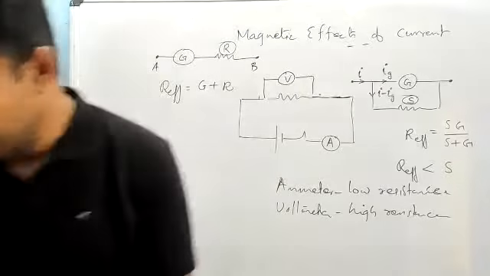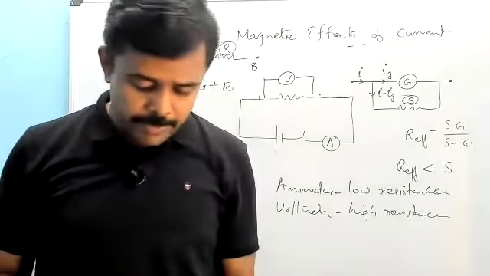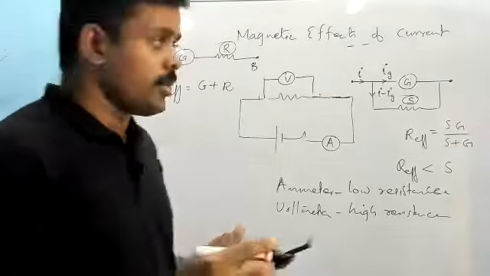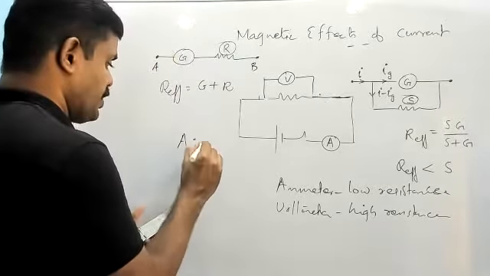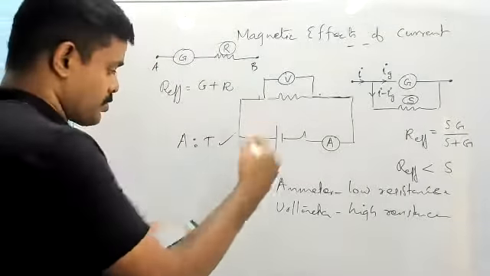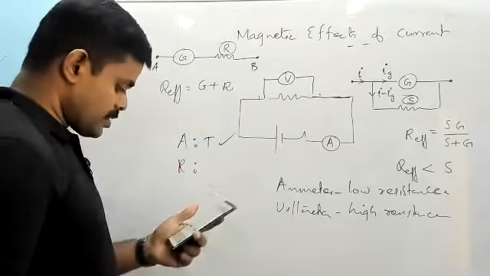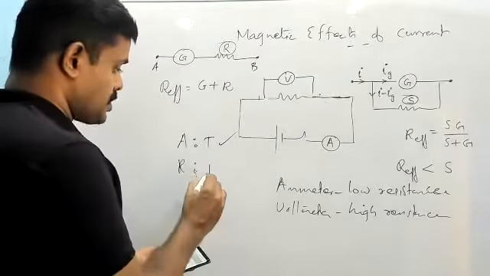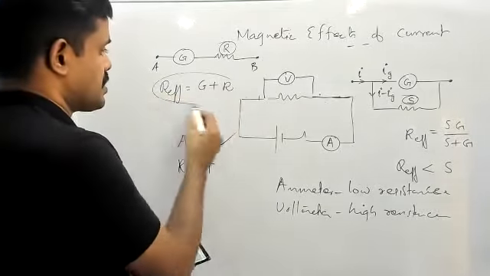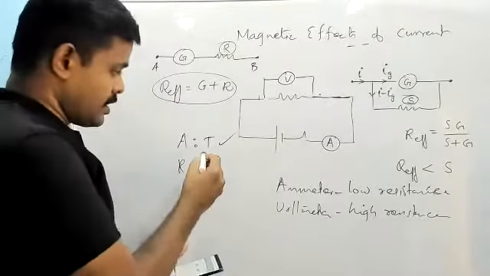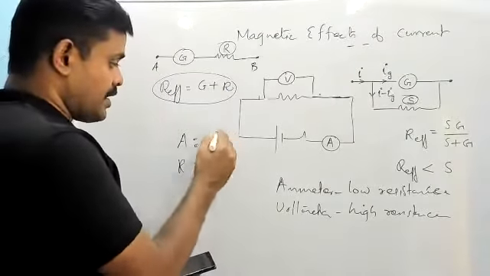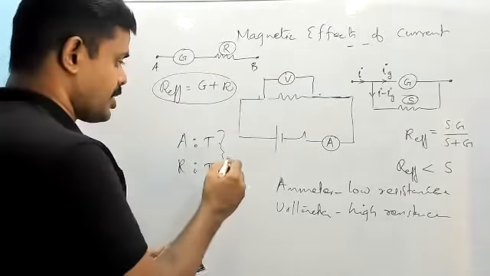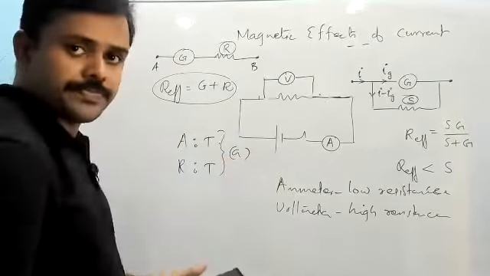Let's go back to the question and check it again. What is there in the question? Assertion: voltmeter is connected in parallel with the circuit. The assertion is true. How about the reason? Resistance of voltmeter is very large. It's a large resistance, right? Yes, assertion is true, reason is true, and the reason correctly explains the first statement. So option A is correct.